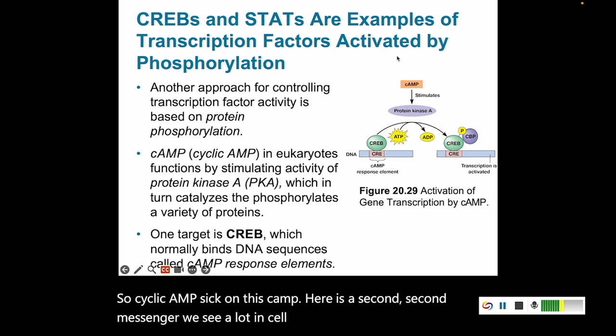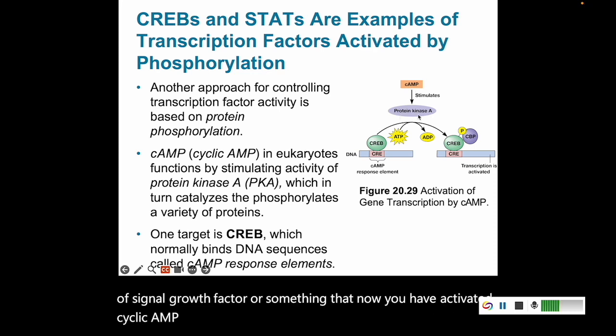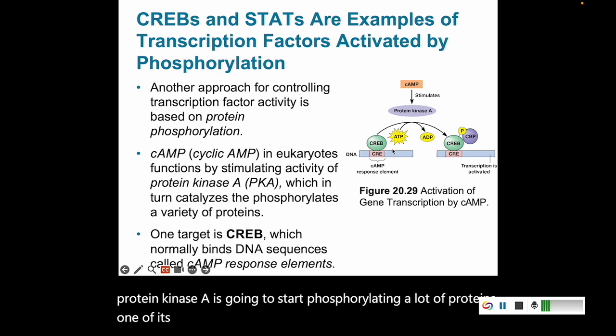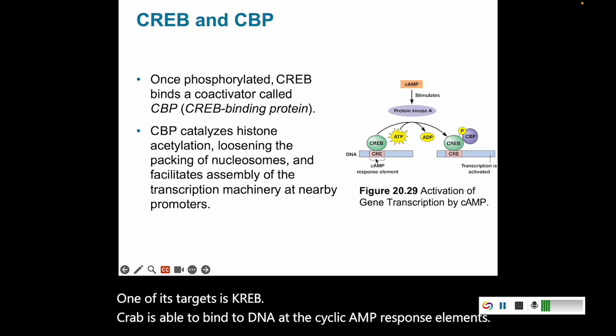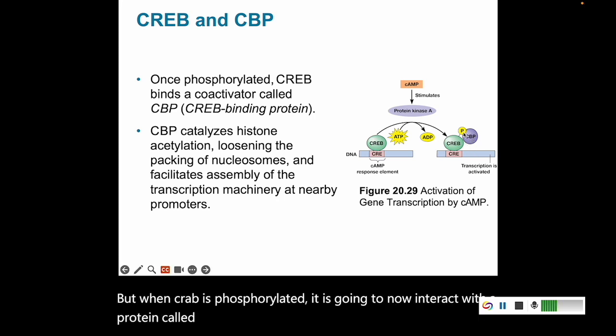So you've had some kind of signal, a growth factor or something, that now you have activated cyclic AMP, activating and stimulating protein kinase A. And that protein kinase A is going to start phosphorylating a lot of proteins. One of its targets is CREB. CREB is able to bind to DNA at these cyclic AMP response elements. But when CREB is phosphorylated, it is going to now interact with a protein called CBP, or CREB binding protein.